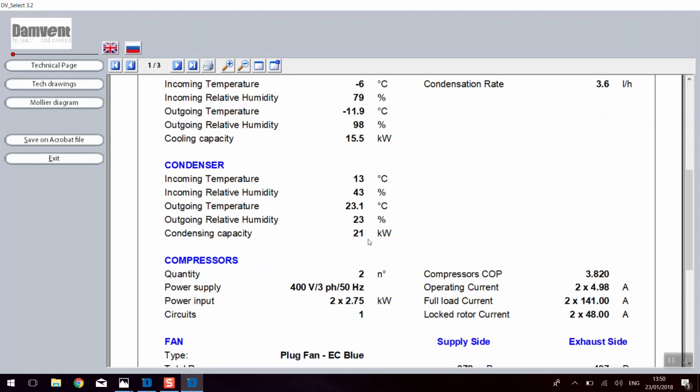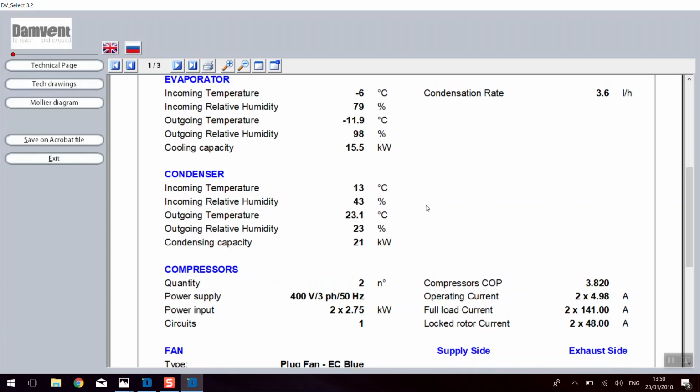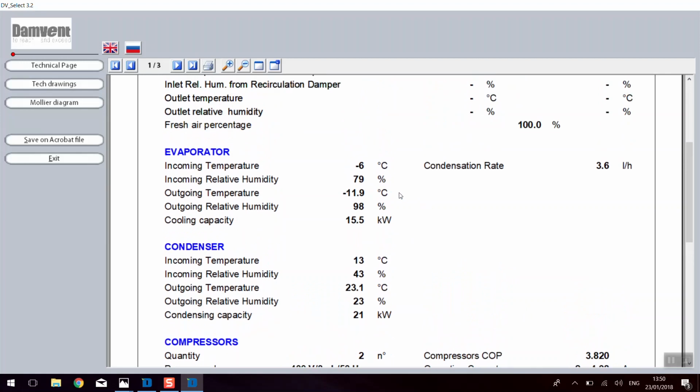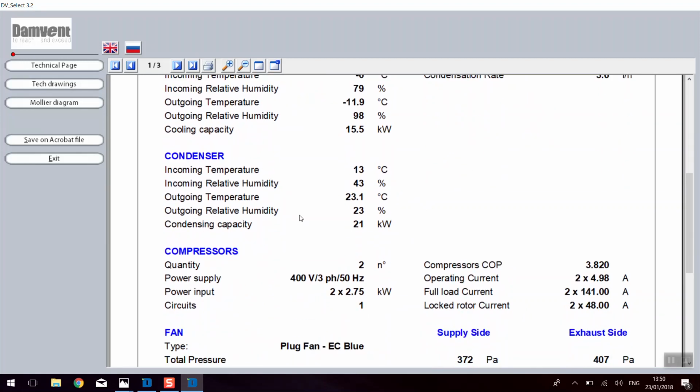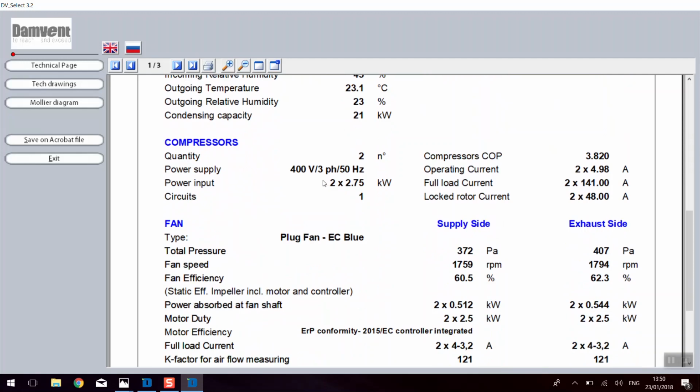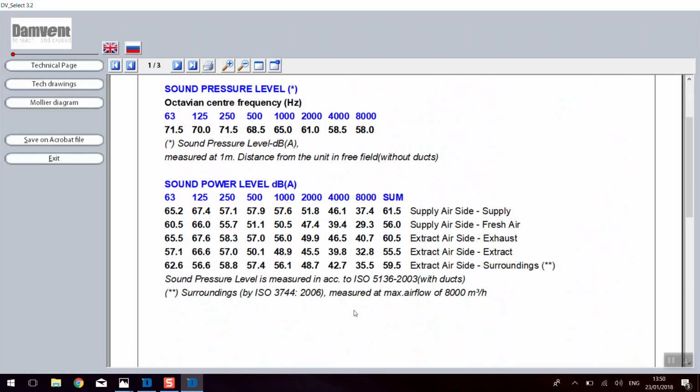On the refrigerant circuit, we have the quantity of the compressors. We have the power input of each compressor for this specific calculation point. We have the number of circuits. Very important, we have the COP only for the refrigerant circuit. And then we have operating current and full load current, locked rotor current, all the electric data for the compressor. So these are the most important data for the heat pump circuit. Below that, of course, we have data for the fans and for the sound level.